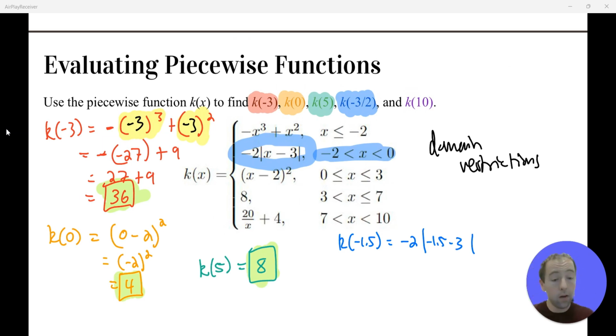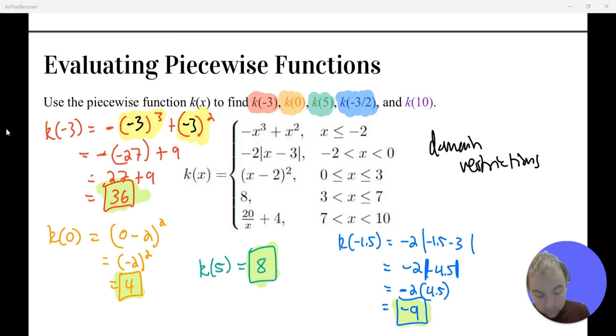So following PEMDAS, inside that grouping symbol of the absolute value, you'll want to simplify negative 1.5 minus 3, which is negative 4.5. Now that's still an absolute value, so now you can actually take the absolute value of that number, which is going to end up being 4.5, and then that positive 4.5 can now finally multiply by that negative 2. Negative 2 times 4.5 is going to give you an answer of negative 9 for the function value corresponding to x being negative 3 halves.